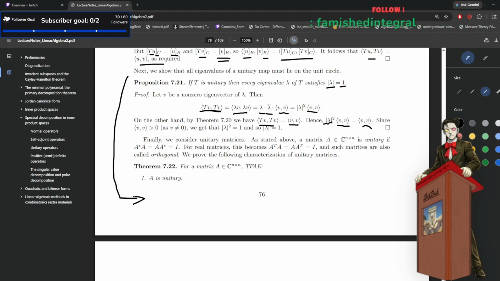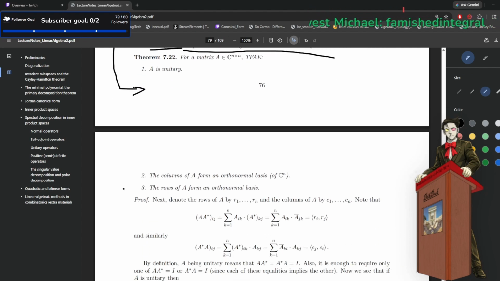Now, we will finally consider unitary matrices. As stated above, a matrix in the complex square matrix field, I suppose if you want to call that, is unitary if A star A is equal to A A star is equal to the identity matrix. For real matrices, this becomes A transpose A is equal to A A transpose, which is equal to identity. And such matrices are also called orthogonal matrices. We prove the following characterization of unitary matrices.